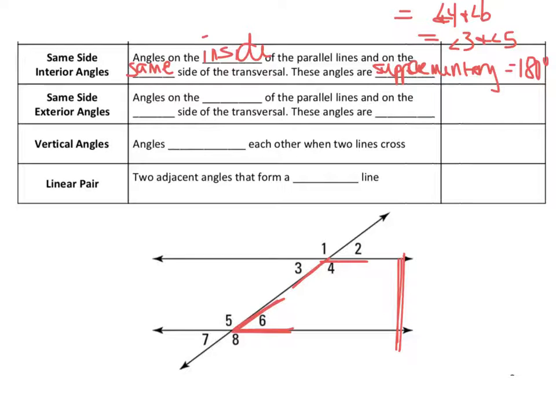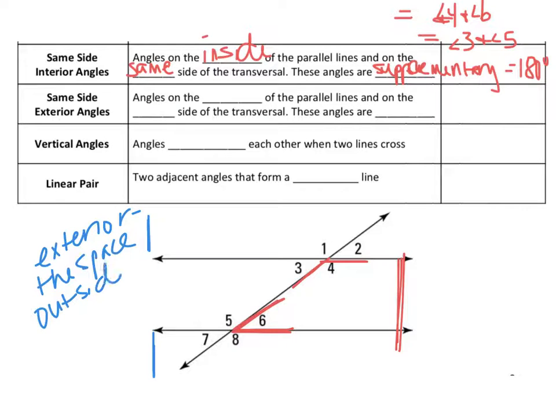Same side exterior angles, so the exterior part would be the outside, which I forgot to say earlier. So if we look, exterior just means that it would be the space outside the parallel lines. So again, you want to write that down. So exterior means the space outside the parallel lines.